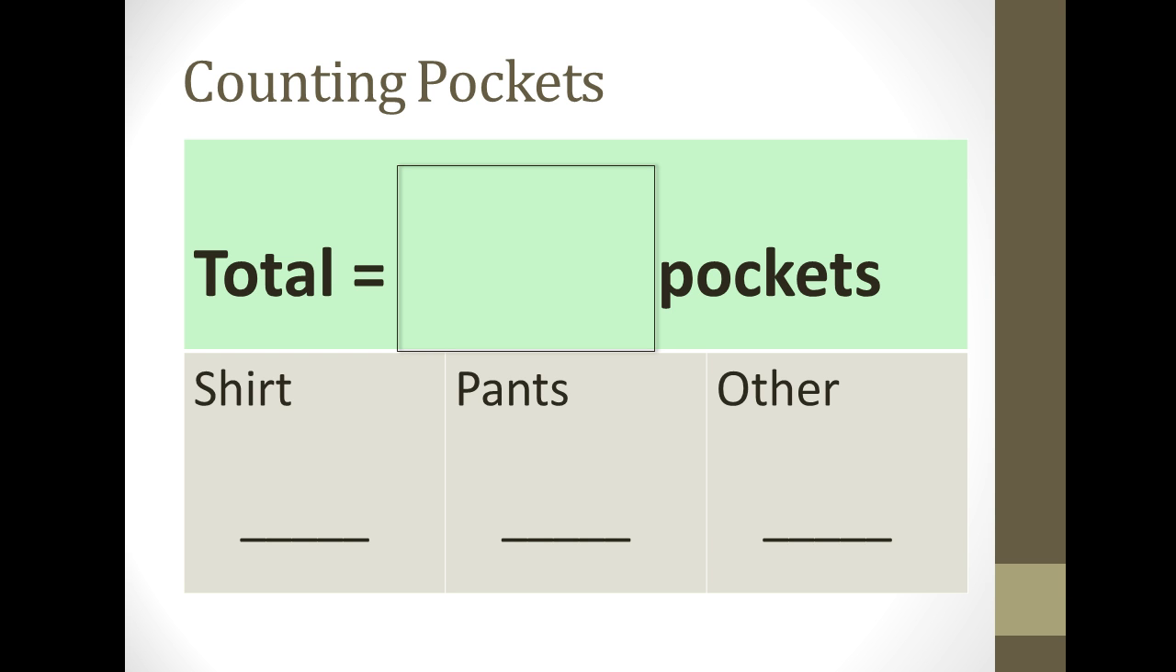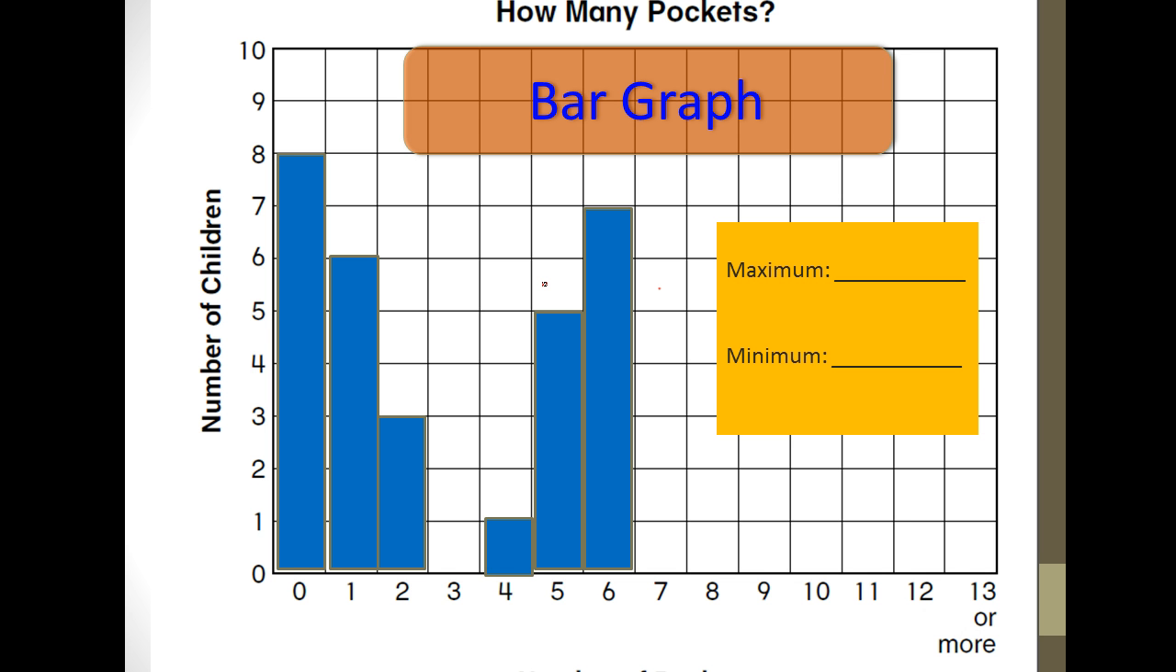In today's lesson, you will be counting pockets on your shirt and on your pants. So let's say I have 1 pocket on my shirt, 4 pockets on my pants. I don't have any other pockets anywhere else, so my total number of pockets are 5. If each student counts their pockets and puts them on a graph, it might look like this for the class.